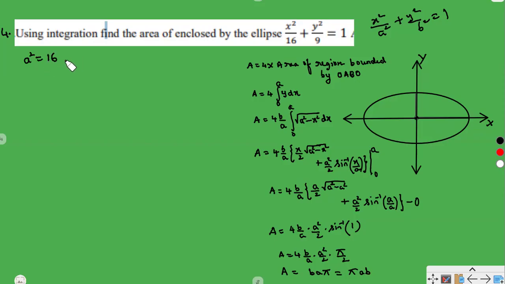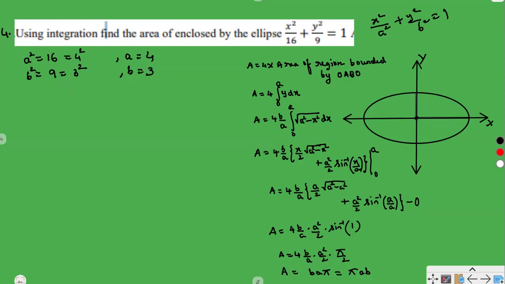But this 16 can be written as 4 square. So a square is 16, that is 4 square, so a is 4. Similarly, b square is 9, that can be written as 3 square, so b is 3.